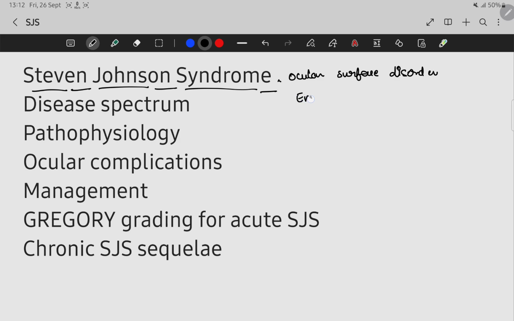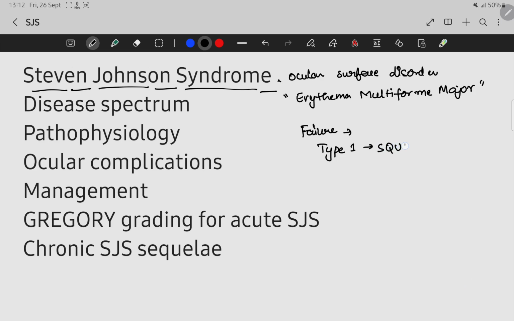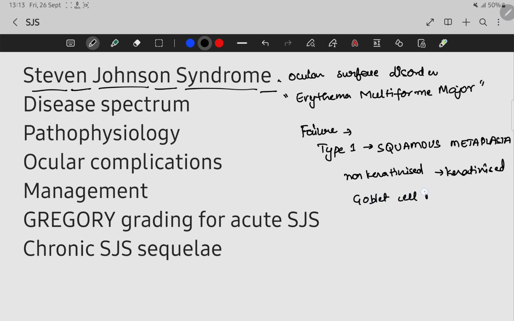It is also called erythema multiforme major. So in this we have ocular surface failure. In type 1 failure of the ocular surface, there is squamous metaplasia. In squamous metaplasia, non-keratinized epithelium becomes keratinized, and there is goblet cell insufficiency.